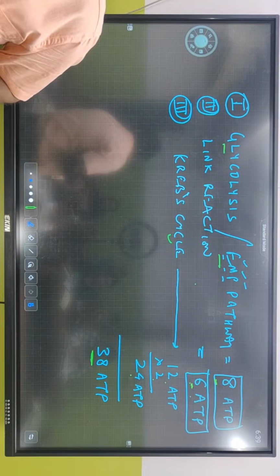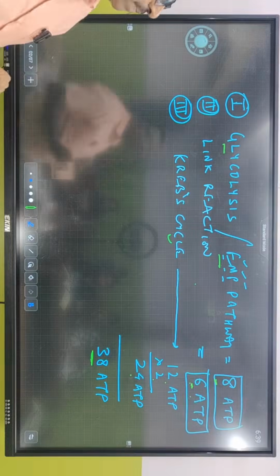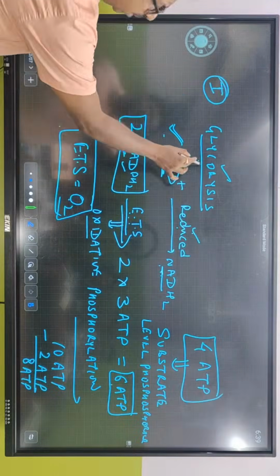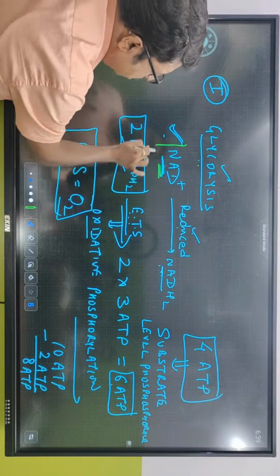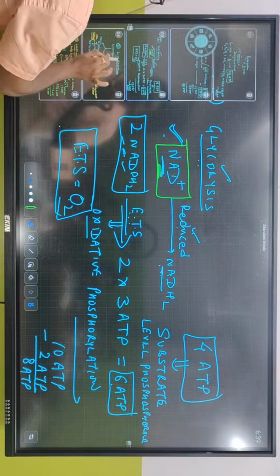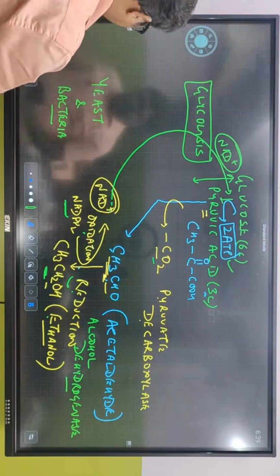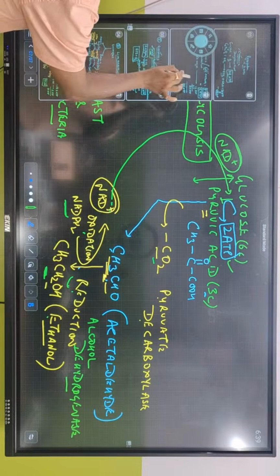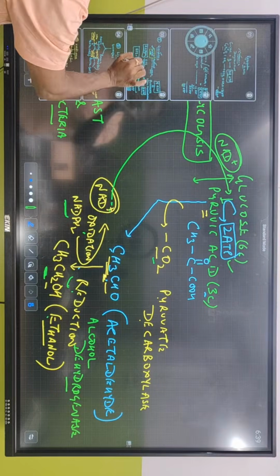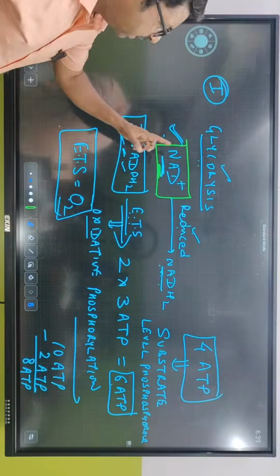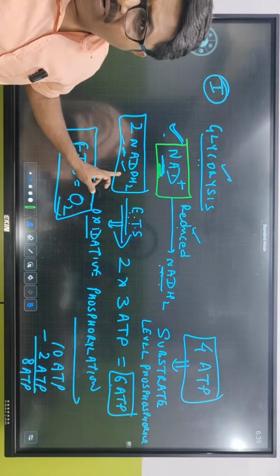Any problem? Great. And then next what we have studied? Next we have studied that in glycolysis, NAD is reduced. So NAD is reduced to NADH2. Fine. 2 NADH2 is being formed in glycolysis.